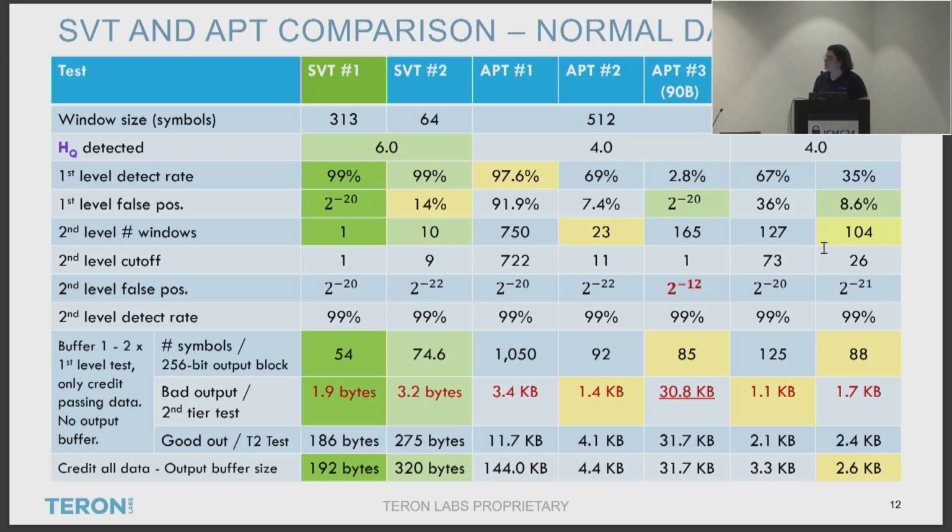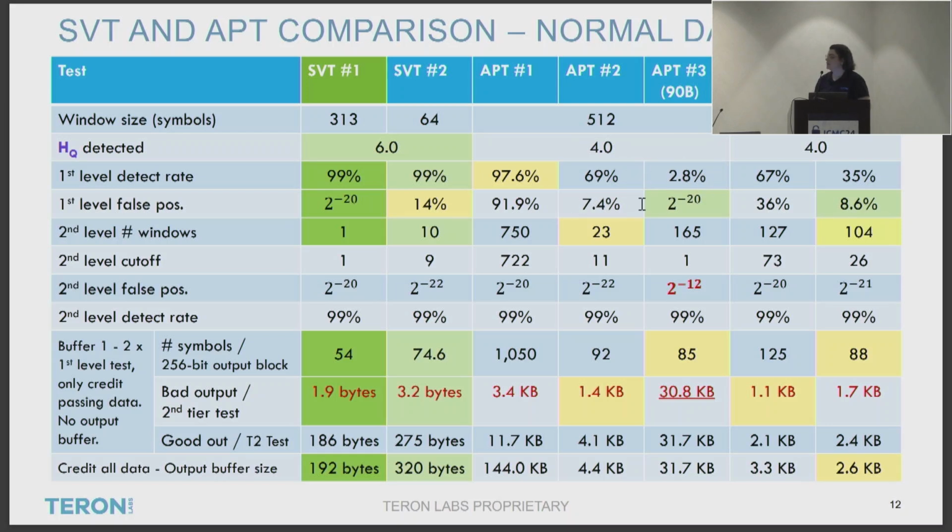The first one, I was trying to get the detection rate on the first level test up to 99%. I couldn't quite manage it, but we got up to 97%. Unfortunately, that means it also rejects nearly all of the good data as well as nearly all of the bad data. So it rejects 92% of the good data, which makes it very inefficient. The second one has a nice separation between the detection rate and the false positive rate. You can see it detects 70% of the bad data, but it only rejects 7% of the good data.